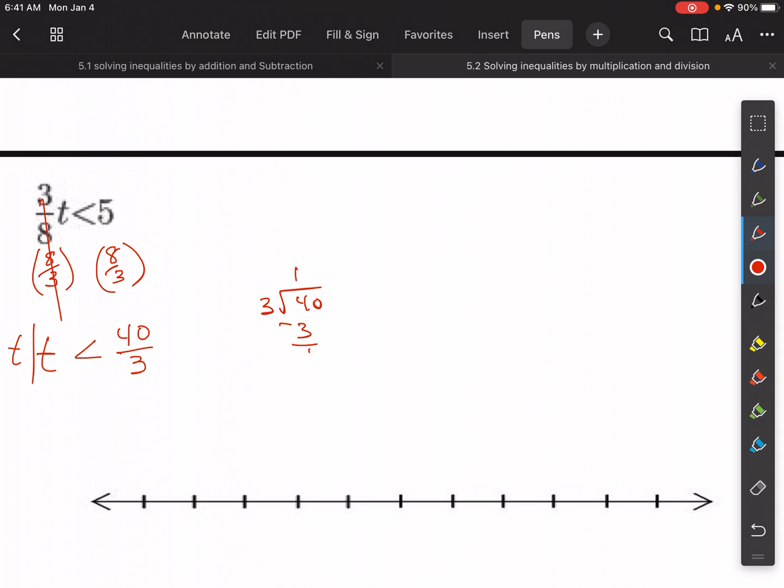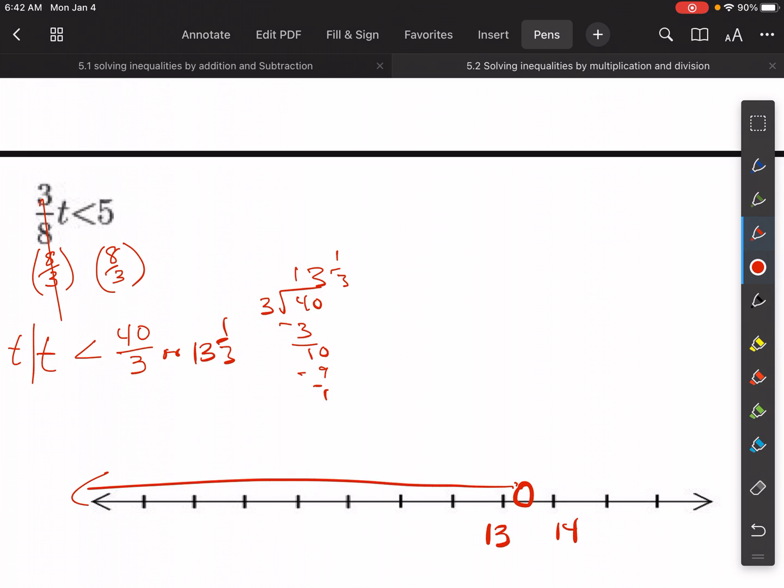Okay, if I take 40 and divide it by 3, let's just do this out. 3 goes in 13 times, and we're left with 1, so 1/3. So 13 1/3 is where I'm at. So the value is less than 13 1/3. Here's 13, here's 14, and 13 1/3 is somewhere in here. It's an open circle because there's not an or equal to, and it's less than that number, right? All the values are less than, so we're going to go this direction.